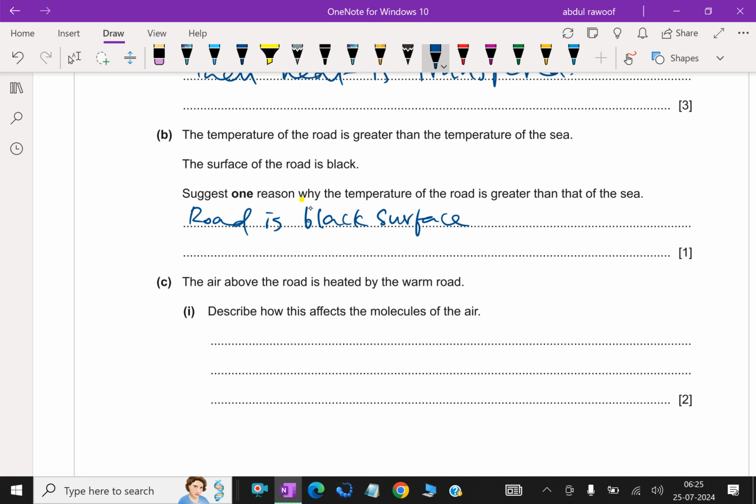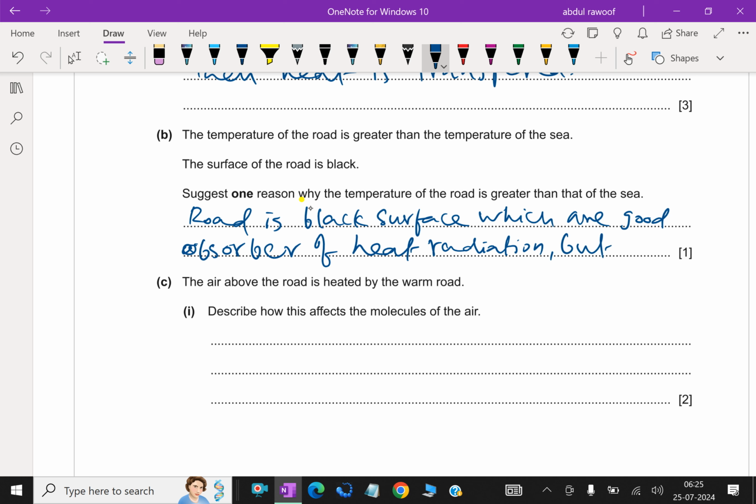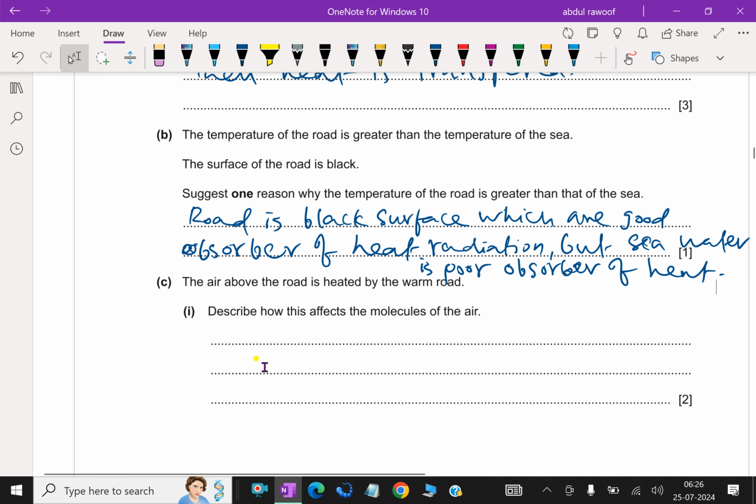So black surfaces are good absorbers of heat, good absorbers of heat radiation, and seawater is a poor absorber of heat. That is the reason.